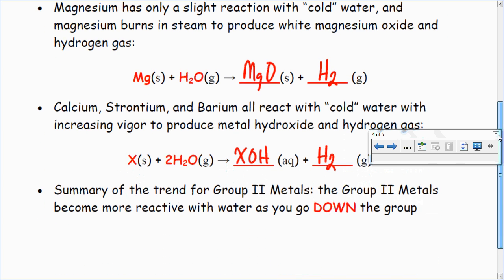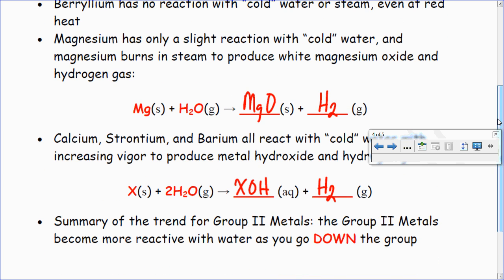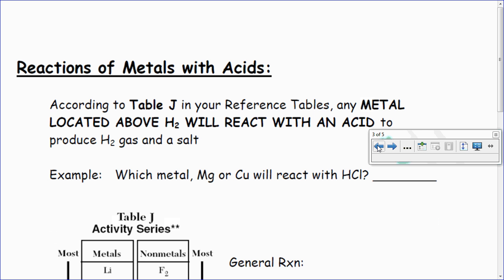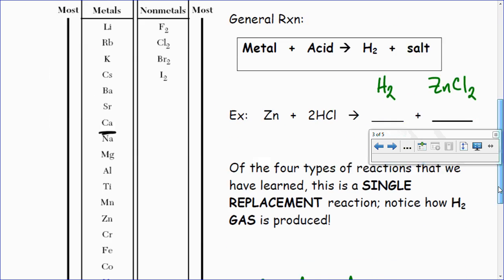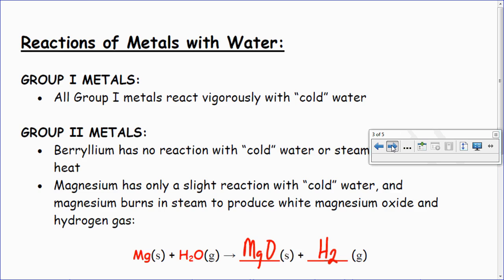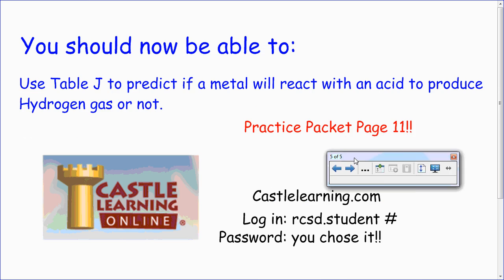So, summary of the trend for group 2 metals down the group. Group 2 metals become more reactive with water as you go down the group. Again, I want you to take away this Table J material, reactivity with acids. And we have a whole practice page on that in our packet. So use Table J to predict if a metal will react with an acid to produce hydrogen gas or not.